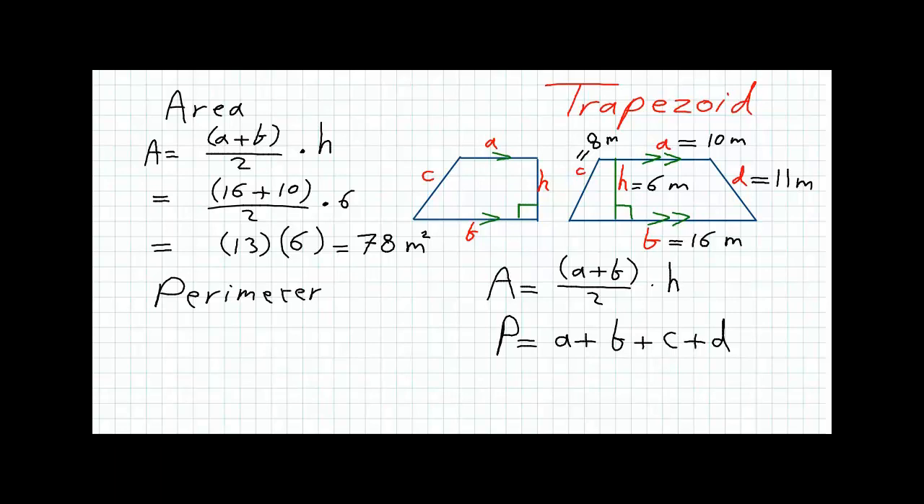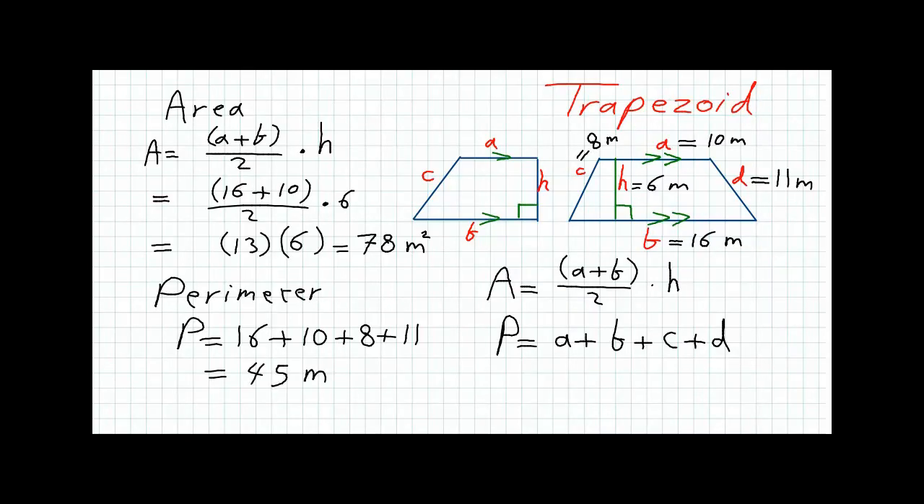To find the perimeter, we will just add the 4 sides together. So 16 plus 10 plus 8 plus 11. And this is equal to 45 meters.